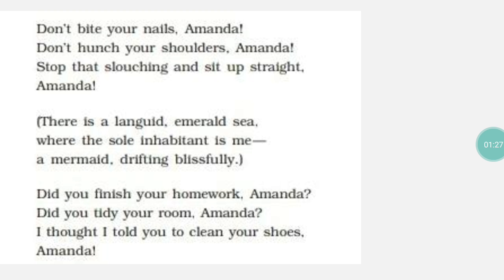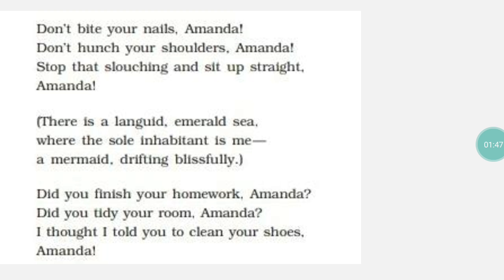Then what about the third line? The last word is straight. There you can mark B. So what's the rhyme scheme of the first stanza? A, B, A. Then the second stanza, that is the lines given in the parentheses.